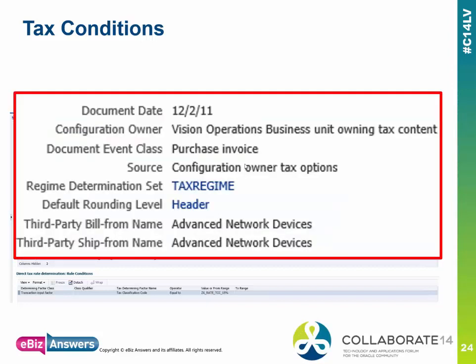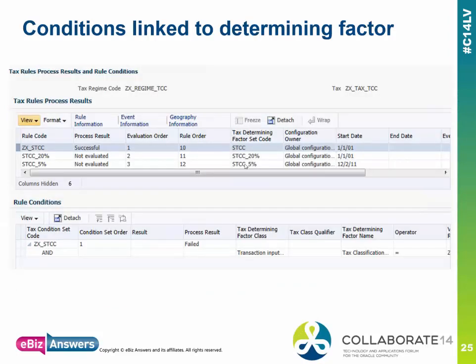So here's just an expanded view showing you the regime determination set, tax regime, etc. You can drill down further. So here we've got the tax rules, processes, and results on the rule code. So in this particular case, from the actual simulator, we got to see which rule was chosen or which condition was chosen. But we can drill down further and see all of the conditions that are linked to that particular rule.